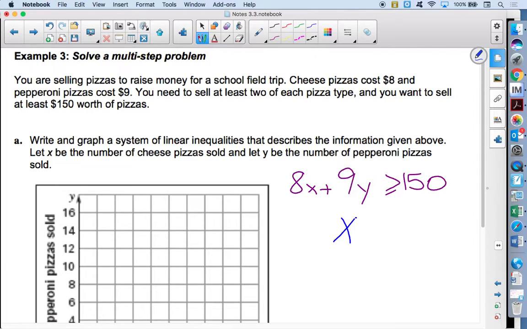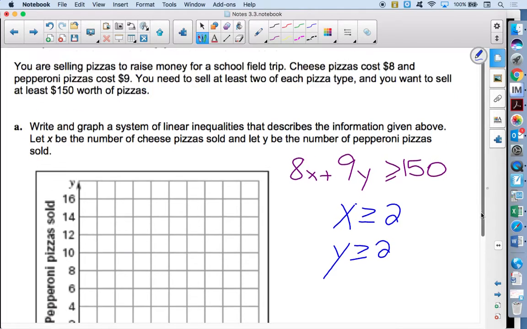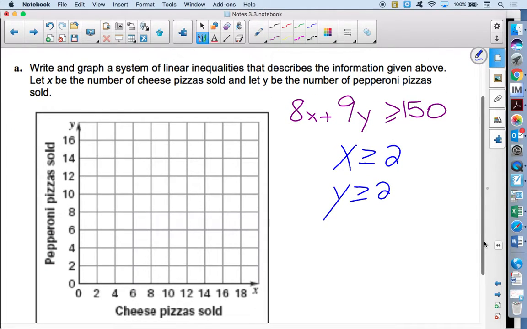Just x is greater than or equal to 2, because I have to sell at least 2 cheese pizzas. And then y is greater than or equal to 2, because again, I have to sell at least 2 pepperoni pizzas. They're separate types of pizza. They have to stay separate in the problem. So at least 2 of each type would be x greater than or equal to 2, y greater than or equal to 2. Simple. So if we graph these first 2, go to where x is 2, and go to where y is 2.